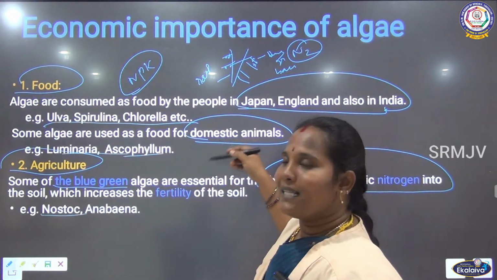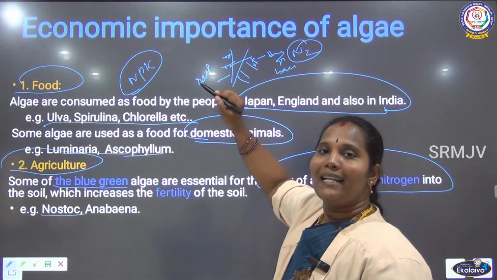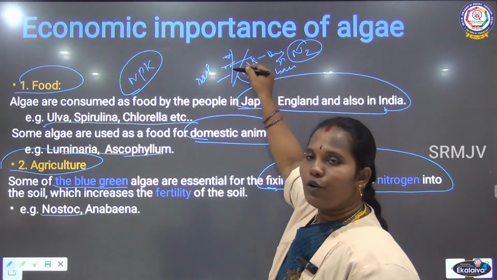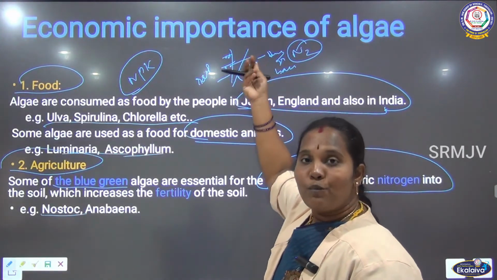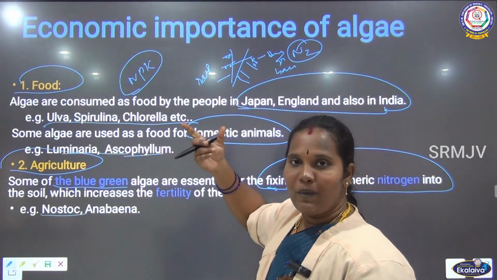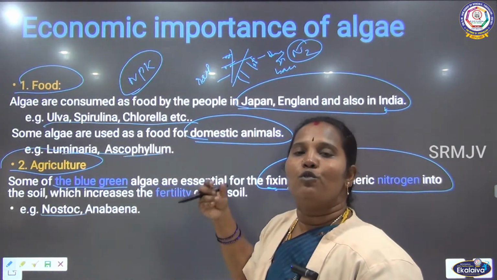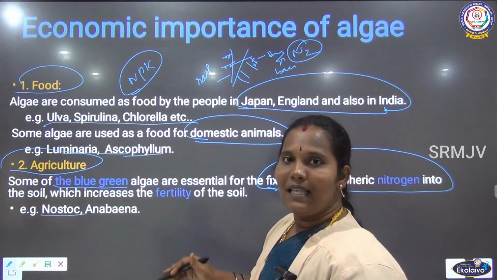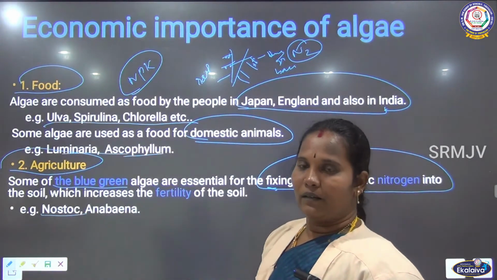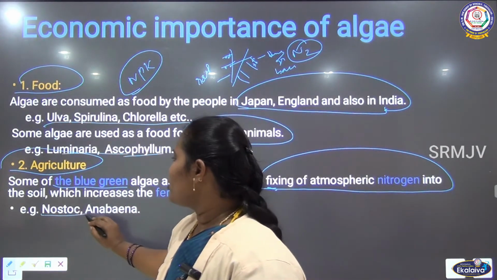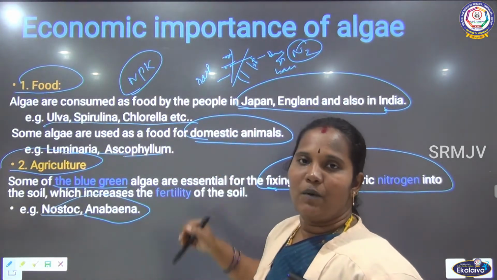How? By using some bacteria. They are allowing some bacteria and blue-green algae to grow in the root nodules. These algae and bacteria help to absorb the nitrogen from the atmosphere, then they fix it into the soil. This nitrogen is used by the plants. Okay, this is the way algae are useful to the agricultural field. Clear? Examples are Nostoc and Anabaena. Both are useful for this nitrogen fixation process. Clear?